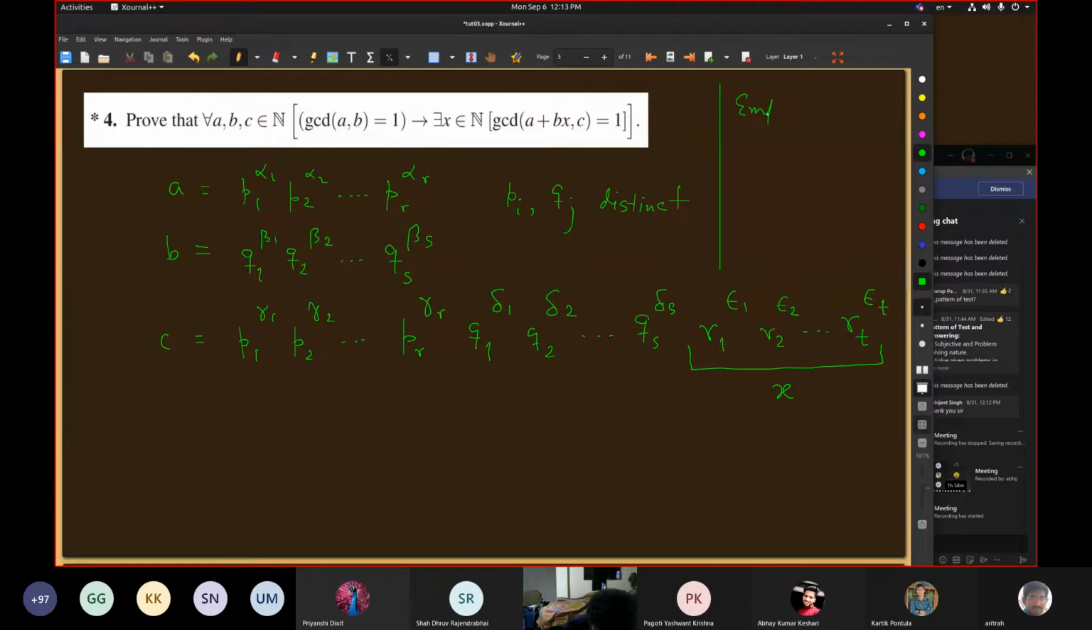So never forget this thing. An empty product is always 1. What about an empty sum? 0. Great. What is an empty, let's say, min? Plus infinity. And an empty max is minus infinity, right? So never forget these things.